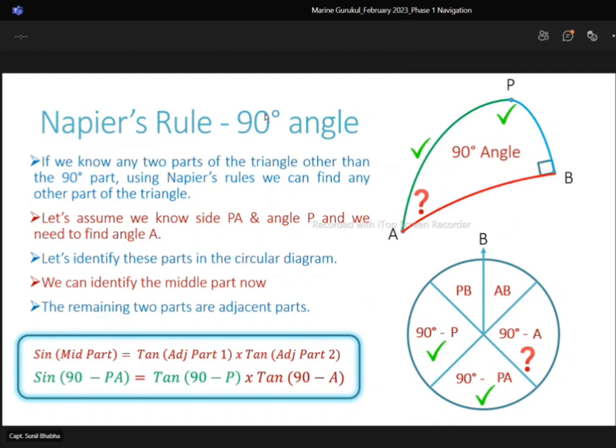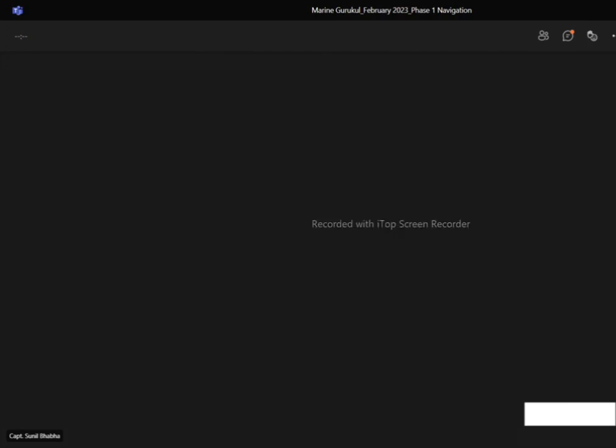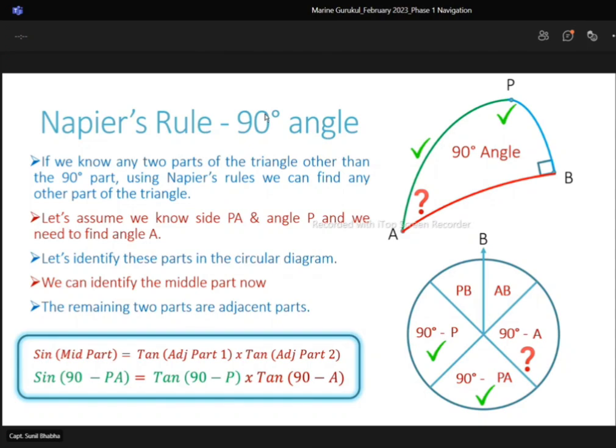Sir, in this particular question, you are saying PB and PA, we are knowing that, right? We know the side PA and we know angle P, where we have put the green tick marks. Okay, sir. PB also we know, right? PB is not known to us in this particular question. So it can be calculated now. If you want, you can calculate it. Okay, sir. Any more doubt, beta? No. Very good, beta. Great.